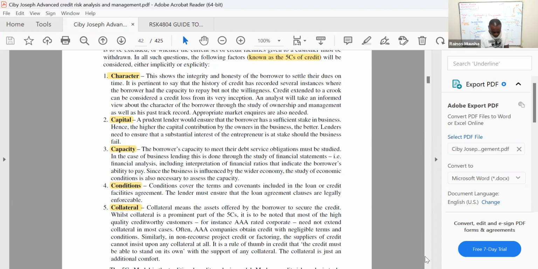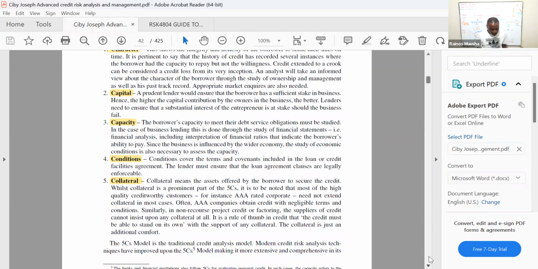Then there is also the issue of collateral. And here they say, collateral means the assets offered by the borrower to secure the credit. So while collateral is a prominent part of the 5 Cs, it is to be noted that most of the high quality credit-worthy customers, for instance, AAA credit corporates, need not extend collateral in most cases. So often, AAA companies obtain credit with negligible terms and conditions. Similarly, in a non-recourse project credit or factoring, the suppliers of credit cannot insist upon any collateral at all.